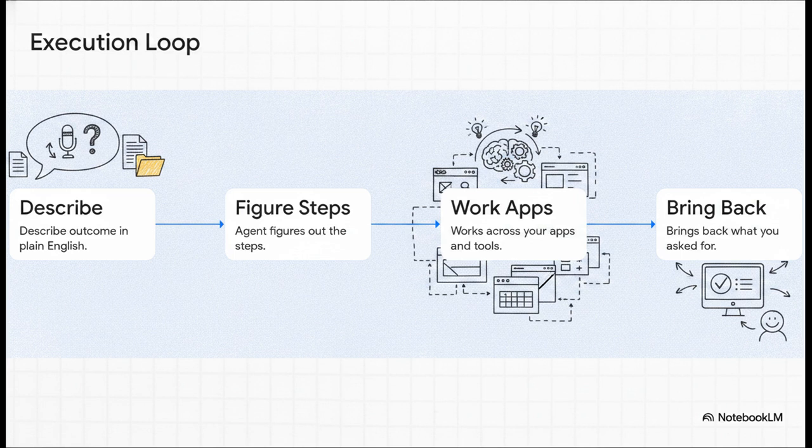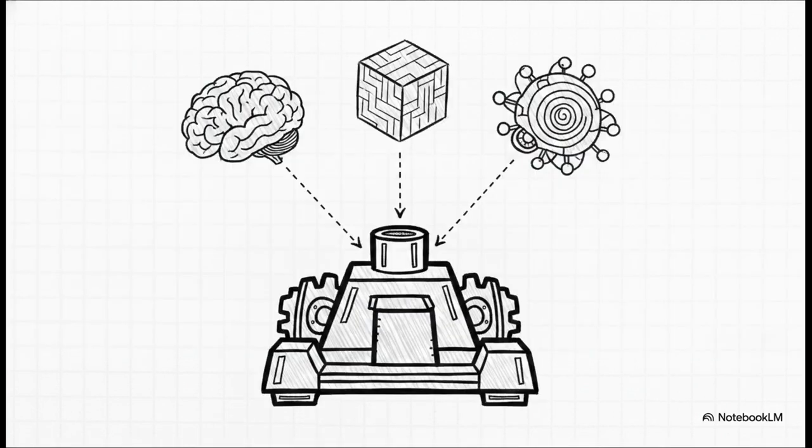It figures out the logic and the required steps all on its own. Step 3 is the actual execution phase, where it works across your real apps and system tools. And finally, Step 4, it brings back the exact outcome you asked for, showing you every single action it took. No black boxes here.